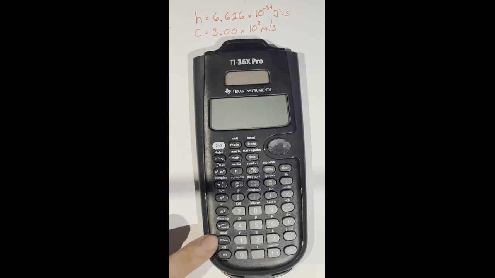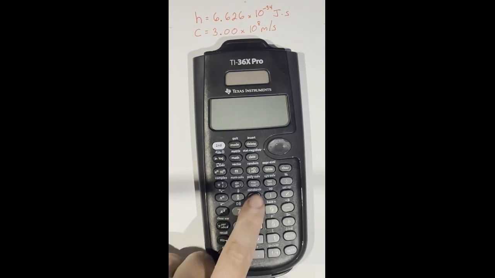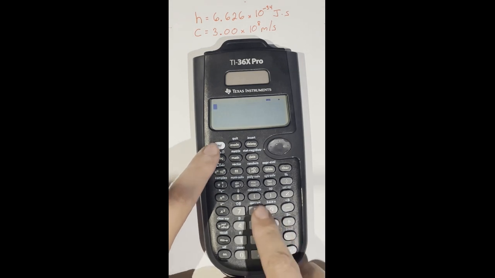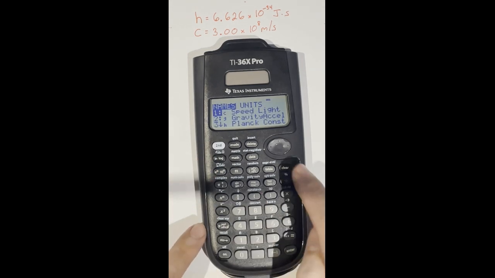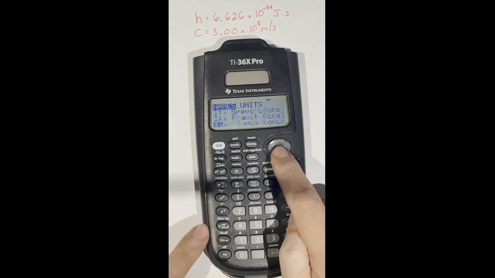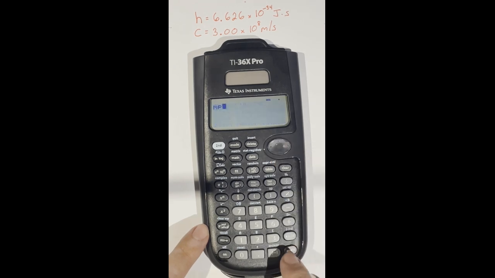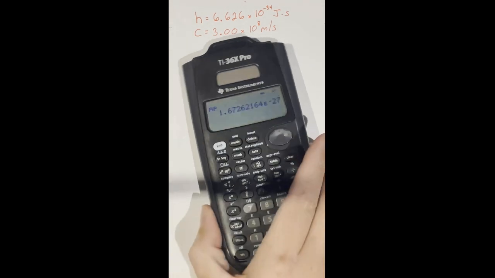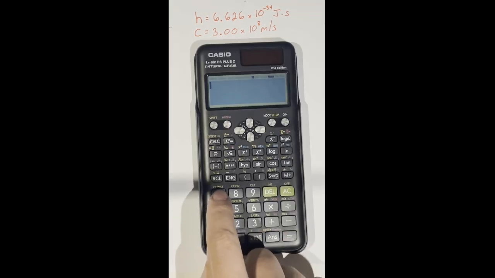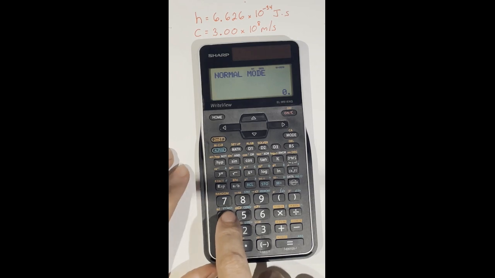And on this one. Oh, wait a minute. This one says constants. Look at all of those constants. So many constants. Is this the mass of a proton? There it is. Do the other calculators have this constant button? This one does. And so does this one.